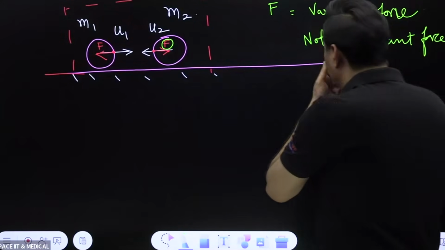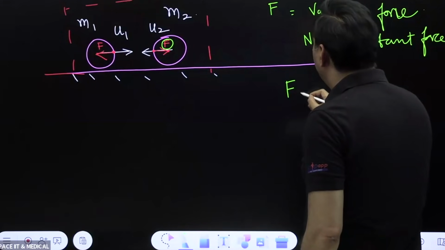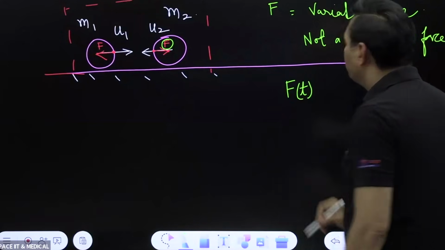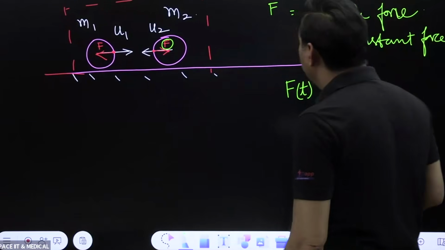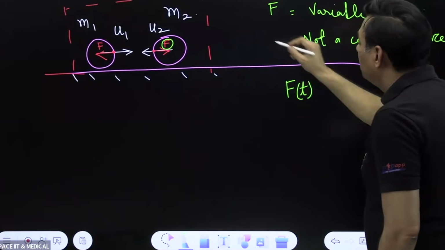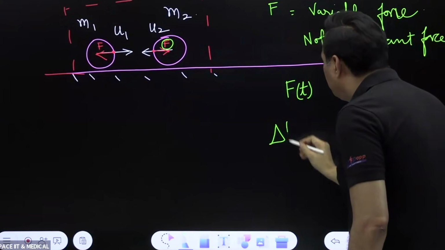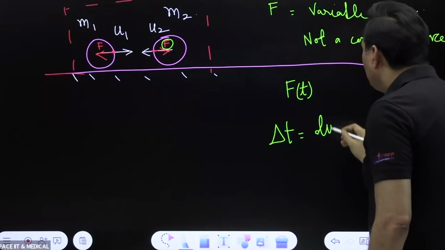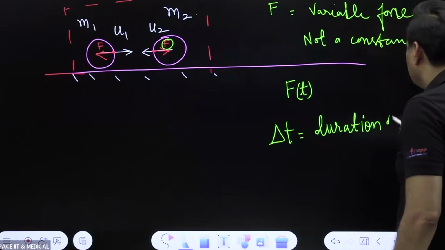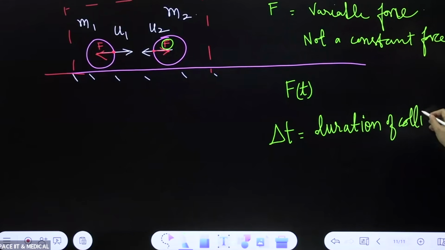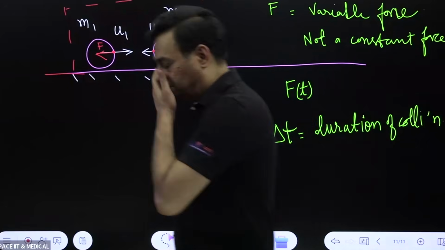Second, that is why they always write it as F(t). Force is a function of time. They will say, if the duration of collision is 0 to delta t, I mean, delta t is the duration of collision. Can you tell me, is delta t for a collision very small or not? Small. Duration of a collision is very small.